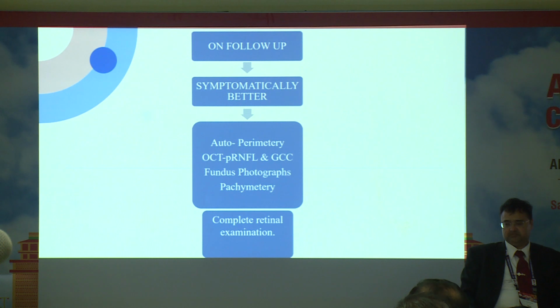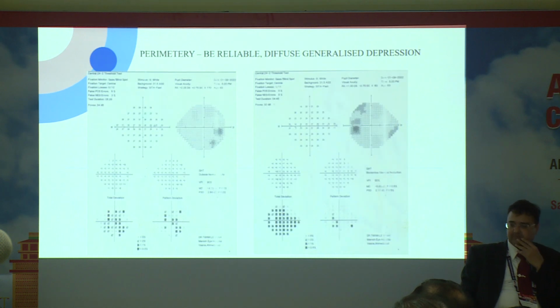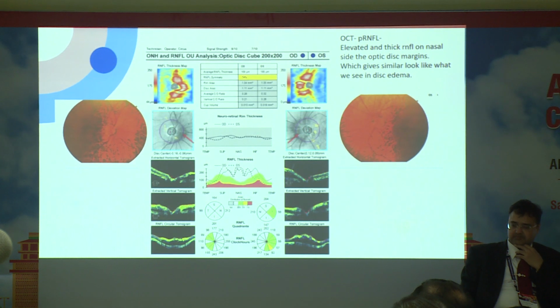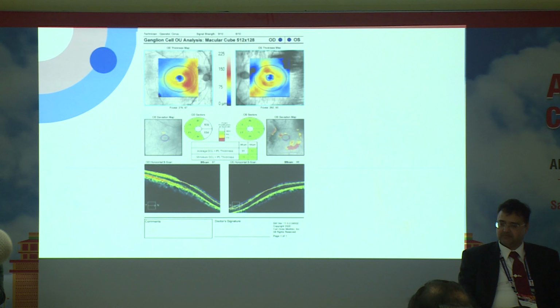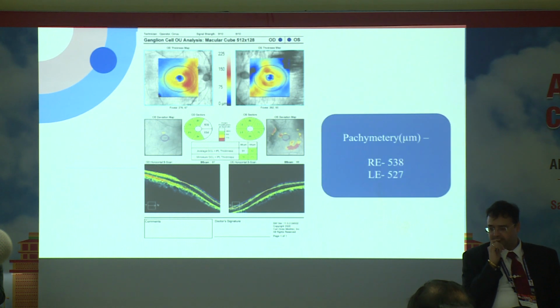On follow-up, when the patient was symptomatically better, we did autoperimetry, OCT, fundus photograph, and pachymetry with complete retinal examination. On perimetry, the fields in both eyes were reliable, and it suggested diffuse generalized depression, more in the left eye as compared to the right eye. On OCT of the circumpapillary area, elevated and thick RNFL on the nasal side was seen, which looks similar to what we see in disc edema, but the fundus photo showed a contrasting picture of intact disc margins. The OCT of GCC was non-significant. Pachymetry was 538 and 527 in right and left eye respectively.